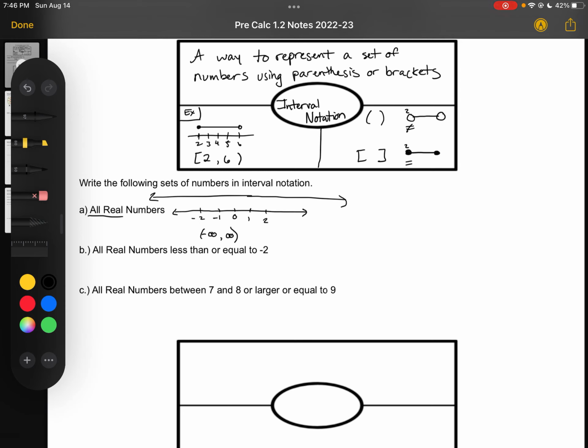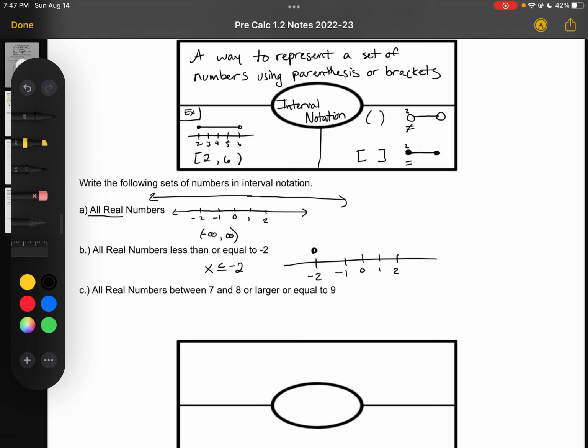So our second one, we're looking at all numbers that are less than or equal to -2. So we can just write that as x is less than or equal to -2. And now we want to see this on a number line. And once we do that on the number line, it's going to help us to determine what our interval notation is.